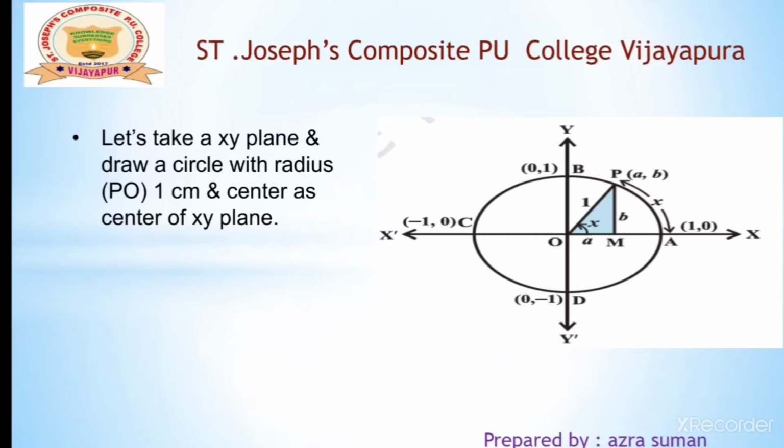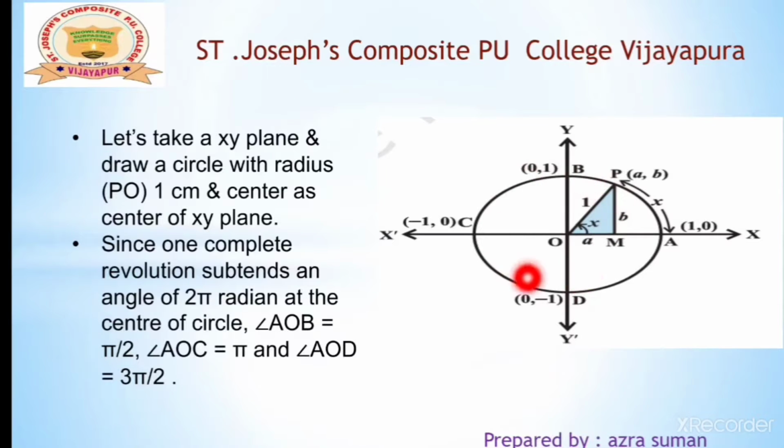Let's take an xy plane and draw a circle with radius 1 centimeter or 1 unit. This is OP, having the radius as 1 centimeter and center as the center of the xy plane, and we know here the center of the xy plane is the origin O.